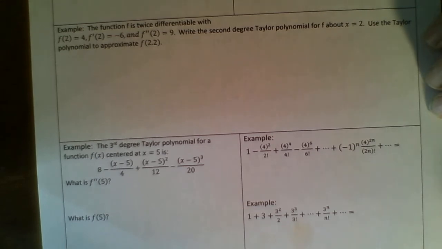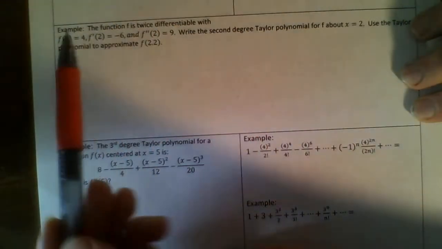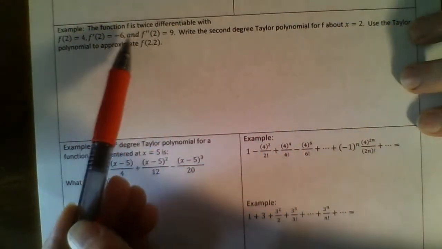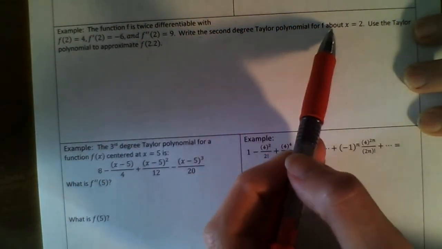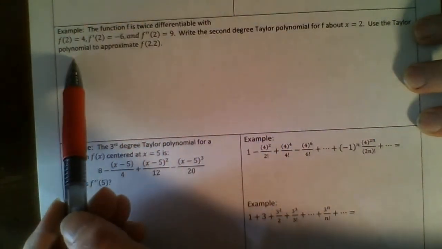Okay, so the function f is twice differentiable with f of 2 equals 4, f prime of 2 equals negative 6, and f double prime of 2 equals 9. Write the second degree Taylor polynomial for f about x equals 2. Use the Taylor polynomial to approximate f of 2.2.